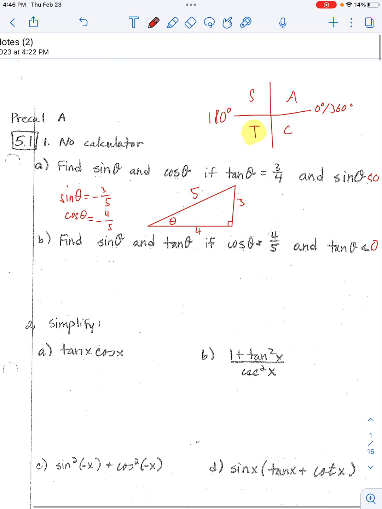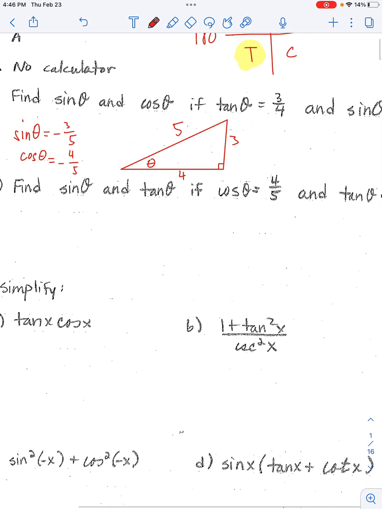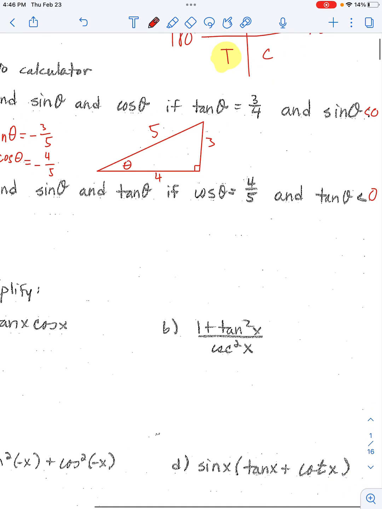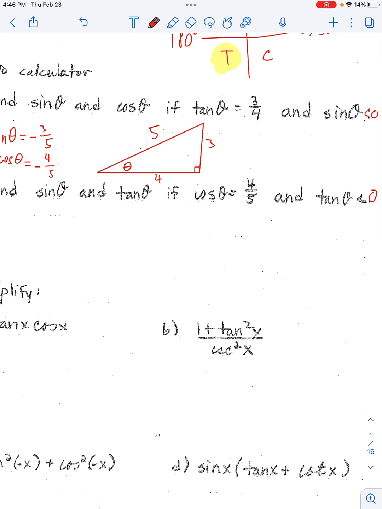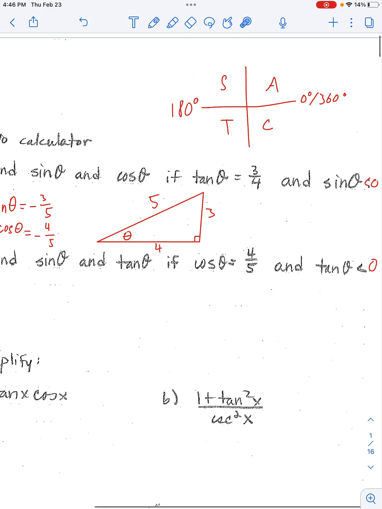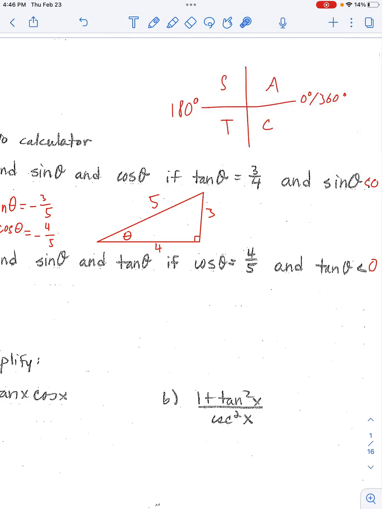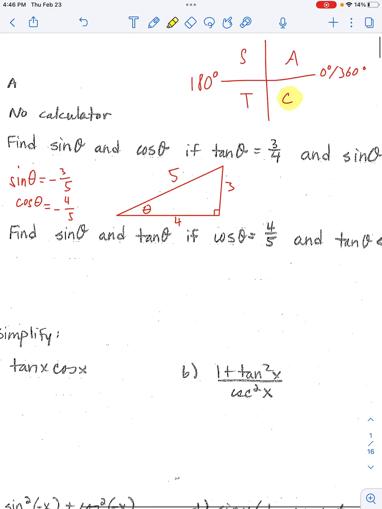I think this one's a little clearer. It says tan theta is less than 0. So find sine theta and tangent of theta if cosine of theta equals 4/5 and tangent's negative. So let's think what quadrant we're going to be in now. Tangent's negative, so we're going to be in either one of these two quadrants. Tangent is positive in the first and third quadrants, and cosine's positive, so that narrows us down to this fourth quadrant here. So let's draw a right triangle just like we've been doing.